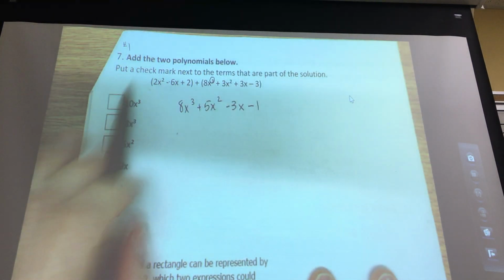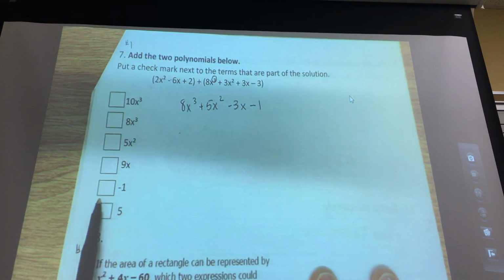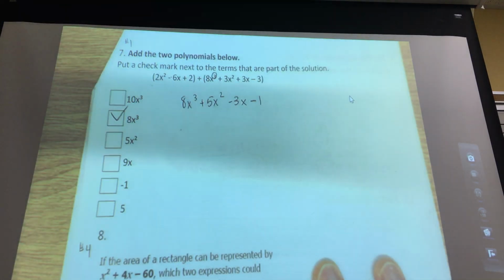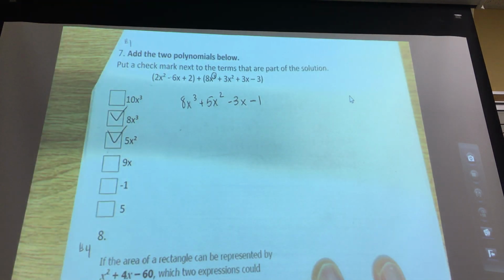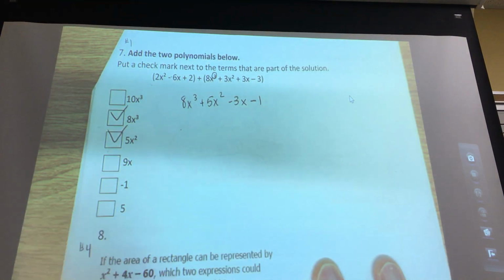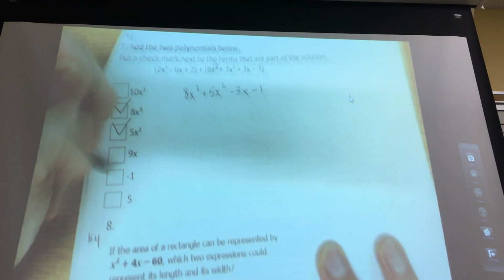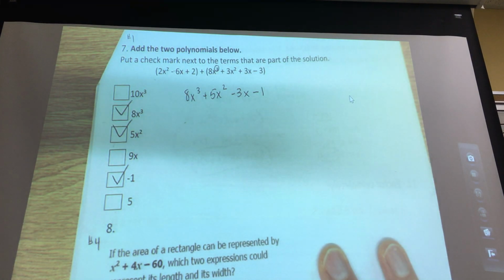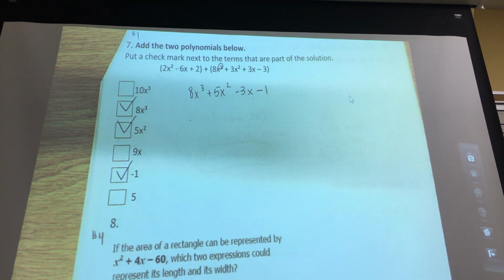Now it says put a check mark next to the terms that are part of the solution. So I'm going to look, do I have 8x cubed down here? I do, so I'm going to put a check mark next to that. Do I have 5x squared? I do. I'm going to put a check mark next to that. Do I have negative 3x? I do not, so there's no check mark for that. And I do have a negative 1, so I'm going to put a check mark for that. You only put a check mark next to the terms that exist. If it's not there, don't put a check mark next to it.